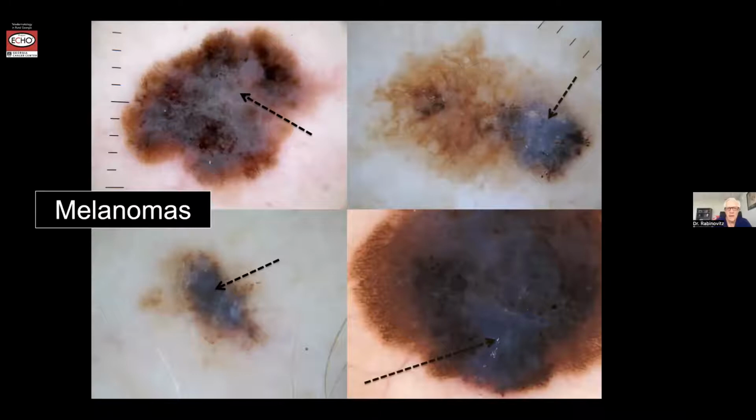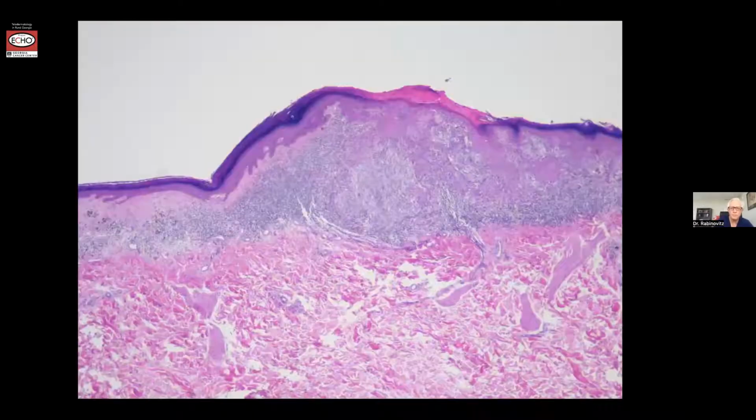It's a distinct pattern. This pattern we see in the contact non-polarized mode. In the polarized mode, you won't see a blue-white veil. Instead, you'll see the white shiny structures, the crystalline structures. And again, it's due to the fact that you have a thickened epidermis superimposed over these atypical cells.